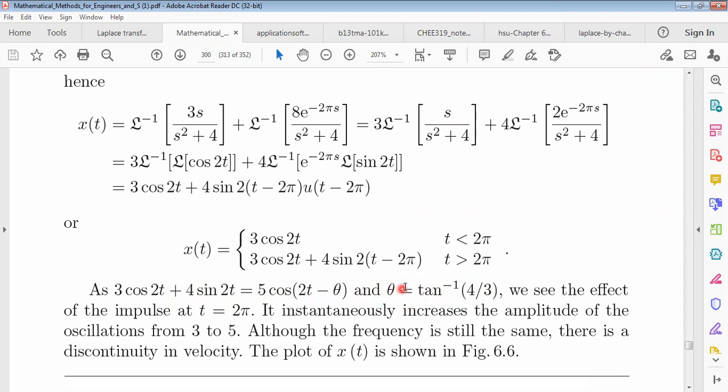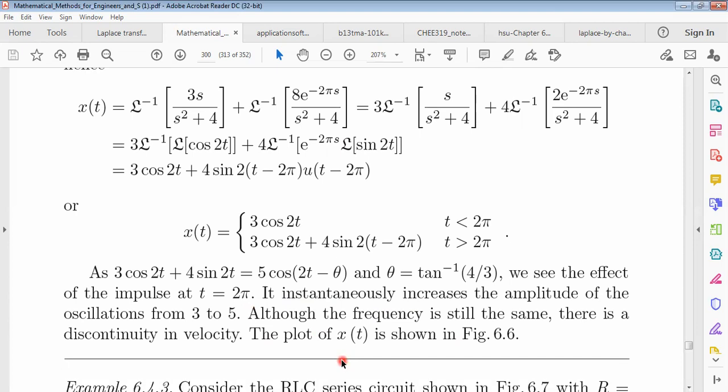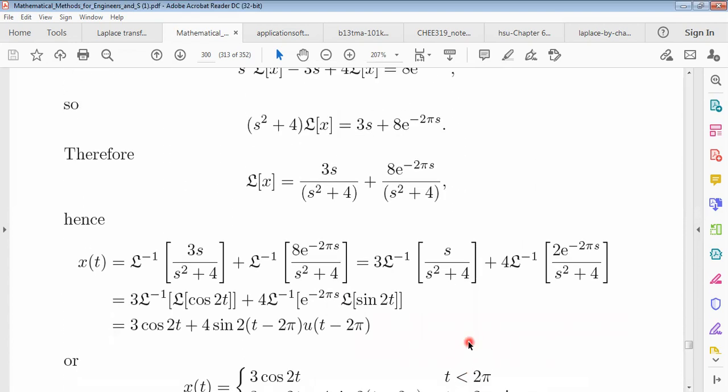By using trigonometric properties, we see the effect of the impulse at t equals 2π. It is instantaneous and increases the amplitude, that means the value of x of the oscillator, from 3 to 5. Although the frequency is still the same, there is a discontinuity in velocity. So the plot of x(t) is shown in this.